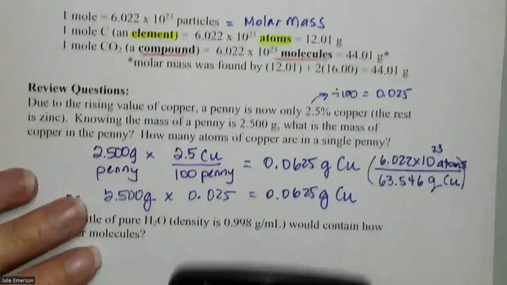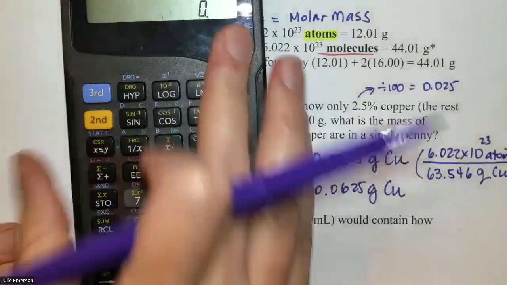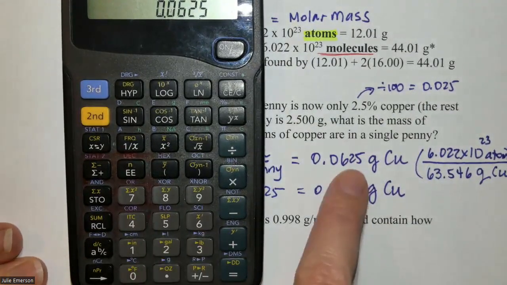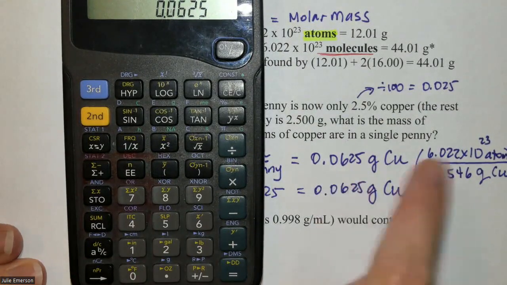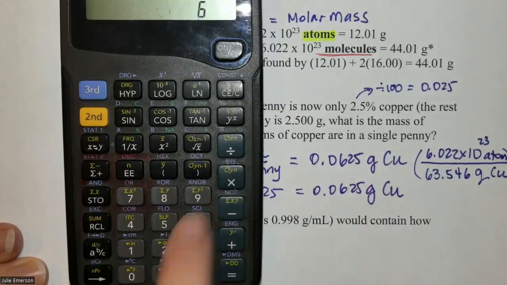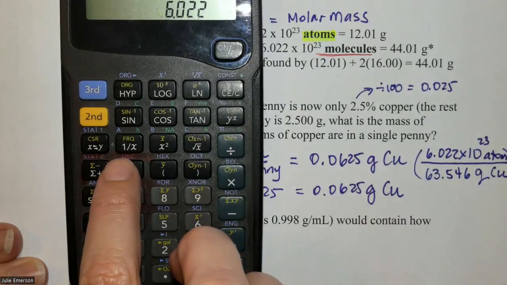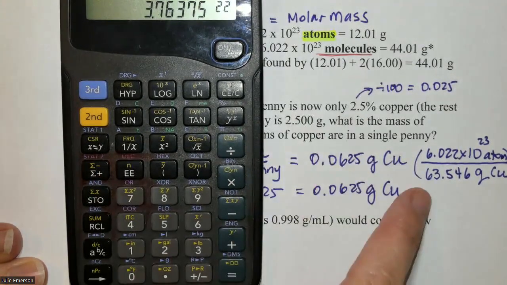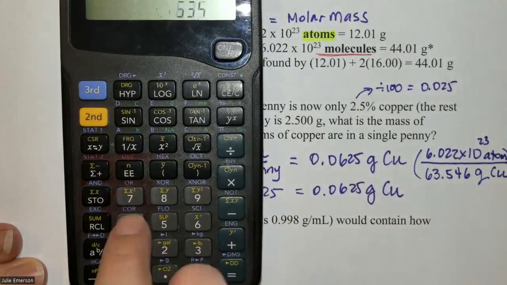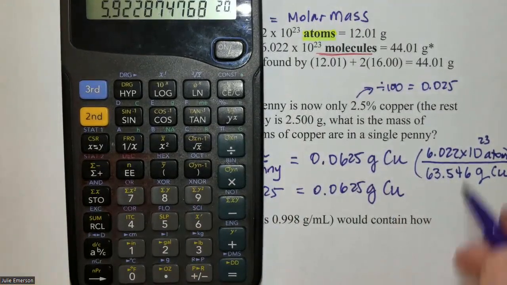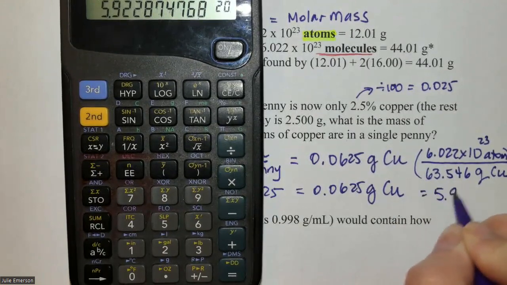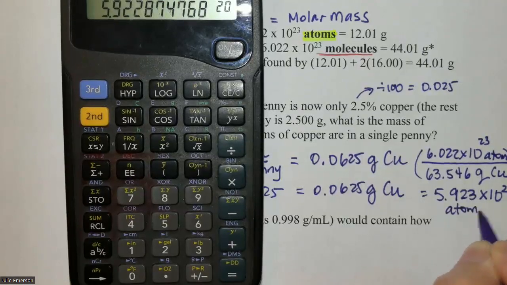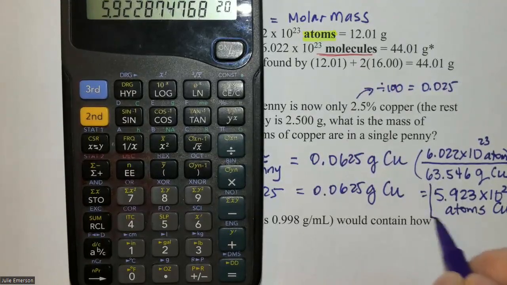So on my calculator, I like that EE key. We were looking at this on Tuesday. So if I take my 0.0625, that was our mass of copper in the penny, right? And then I'm going to multiply that by 6.022. Instead of times 10, I hit the EE key, 23. All right. And then I'm going to divide that by 63.546 because it's in the denominator. So I have 5.923 times 10 to the 20 atoms of copper in a single penny.